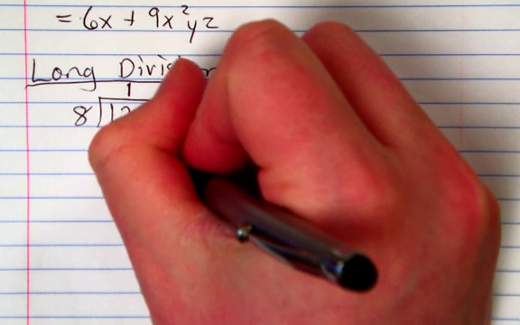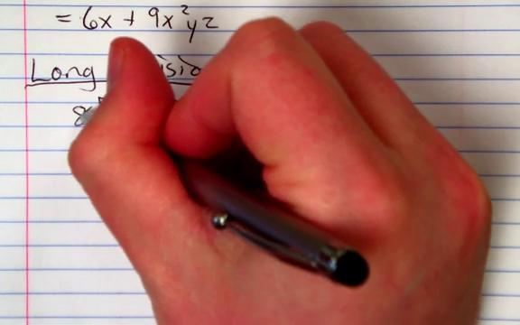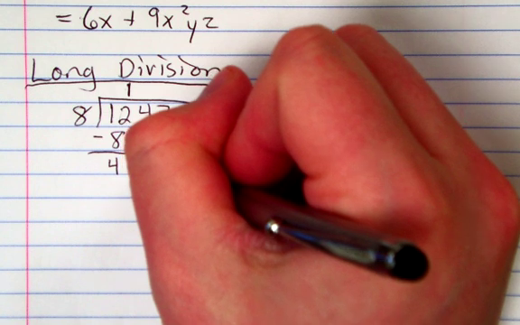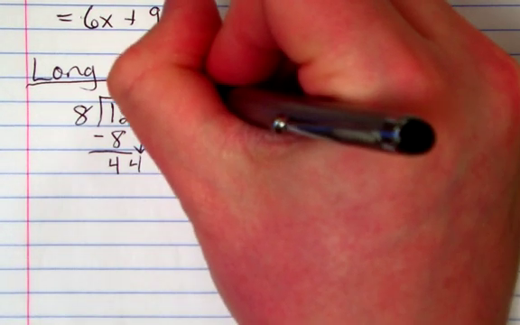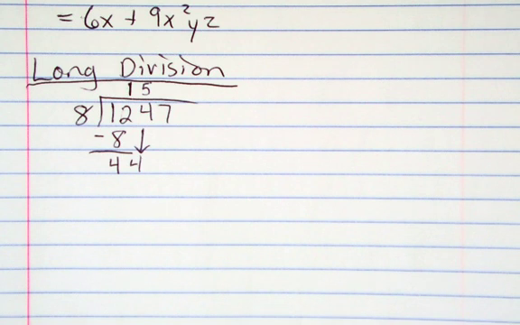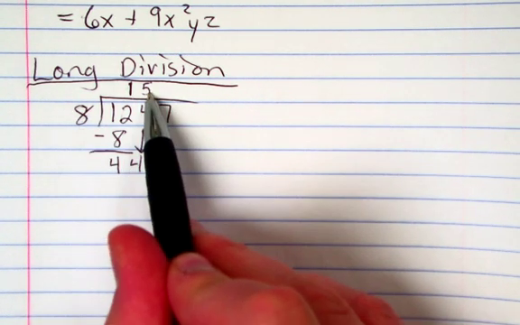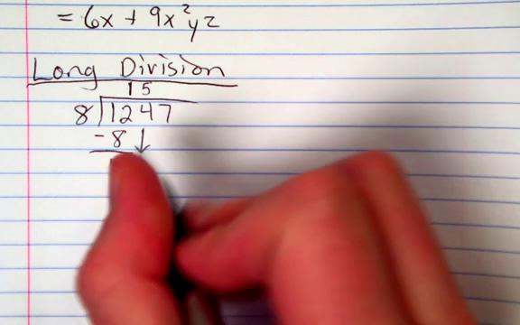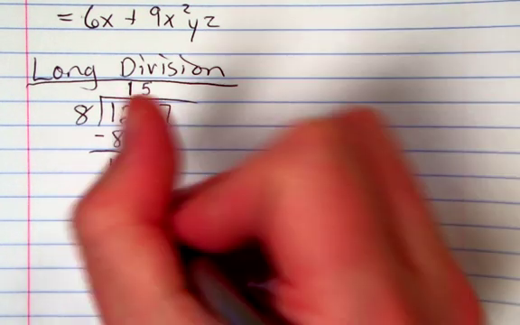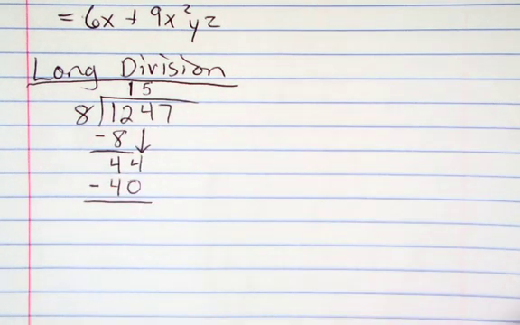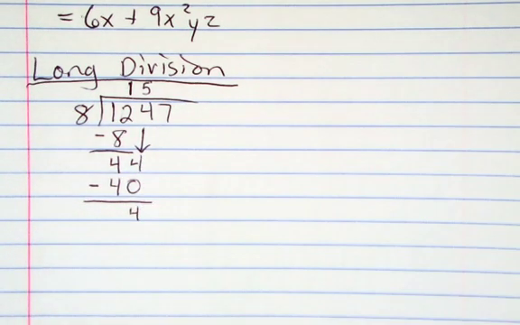Next, I bring down the next digit, and I ask the same question. How many times does 8 go into 44? And the answer is 5, so I put a 5 up above this 4. I take 5 times 8, so this number up top times this number out front. The answer is 40, so I'm going to put 40 down below here, and I'm going to subtract this from the 44. That's going to give me 4.